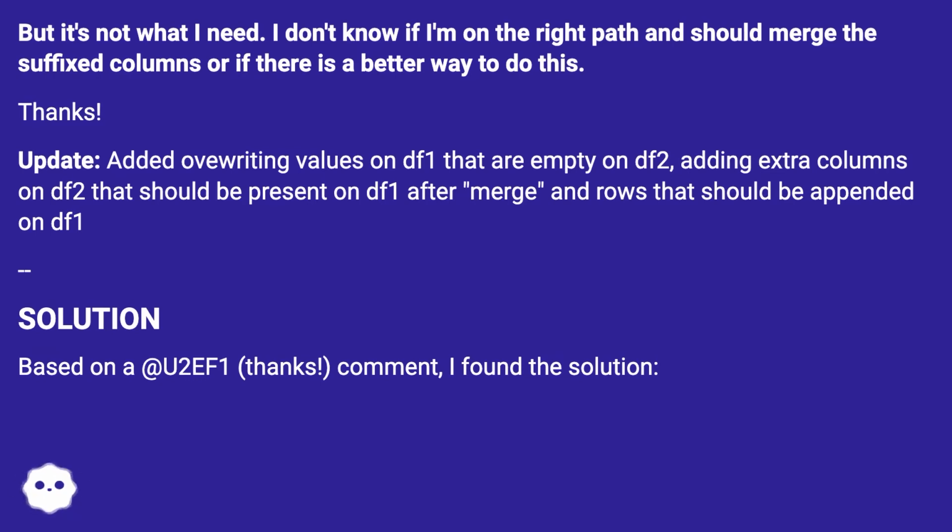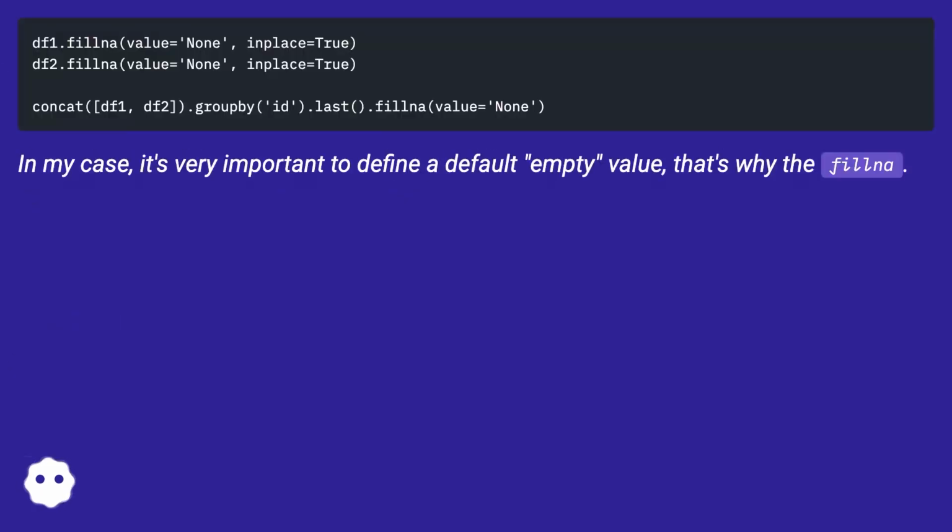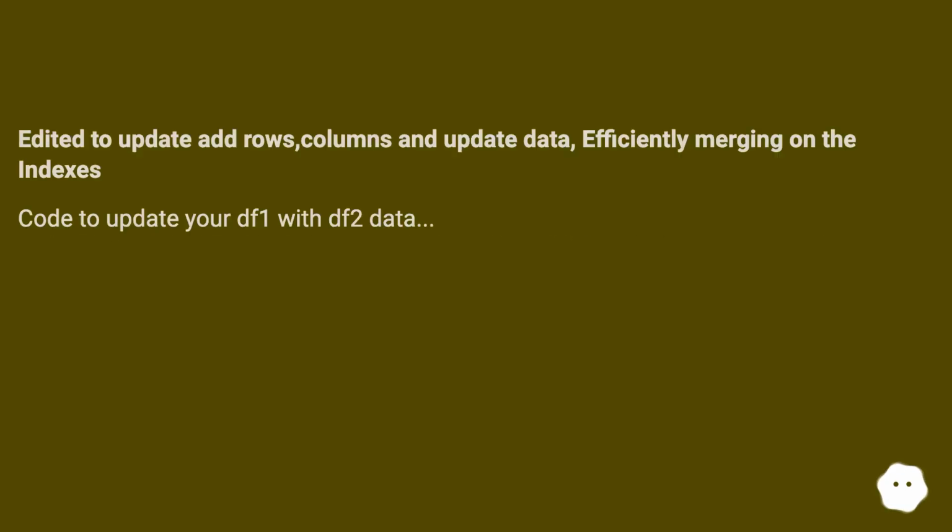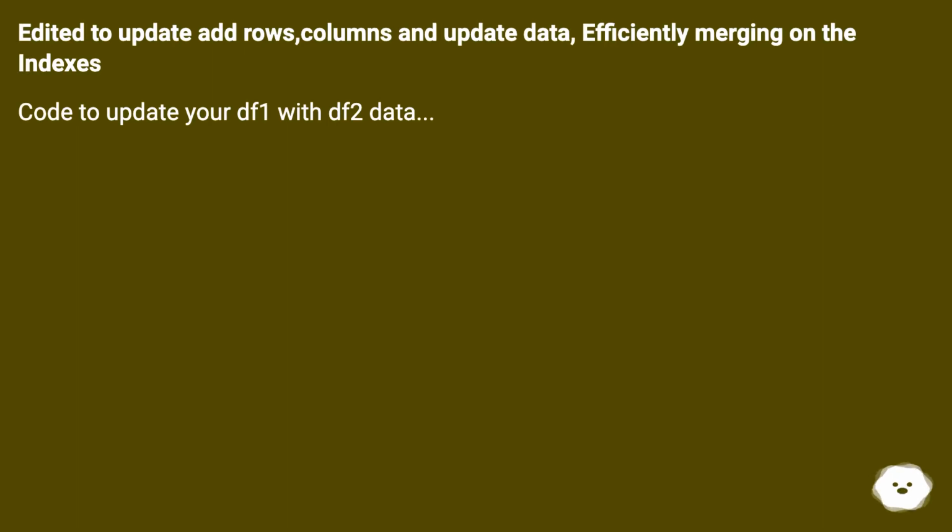Solution based on answer by U2F1. Thanks. Comment: I found the solution. In my case, it's very important to define a default empty value, that's why the fillna. Edited to update, add rows, columns and update data, efficiently merging on the indexes. Code to update your df1 with df2 data.